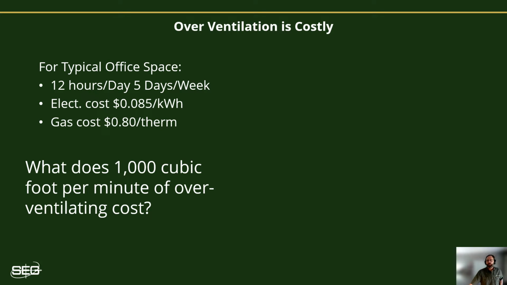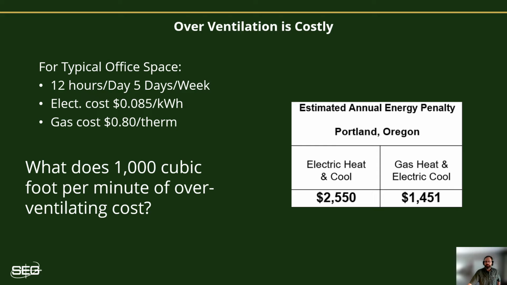So to answer the question of what it would cost extra to heat and cool only 1,000 cubic feet per minute of fresh outside air per year using that above scenario, if we do the math, you can see that it really adds up.